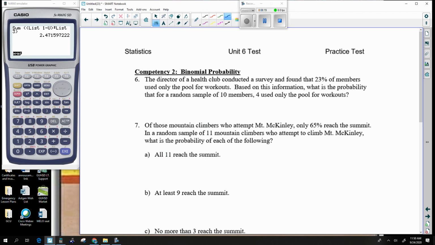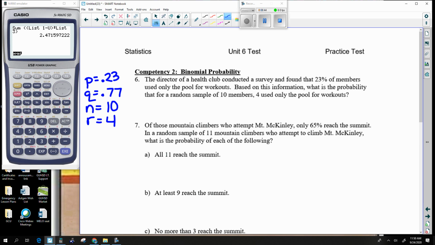All right, so back here we have the health director, health club, et cetera. So the probability of success is 23%. That implies failure is 77%. We have a total of n, so 10 people using the pool. We want to know that the specific number of successes is 4.